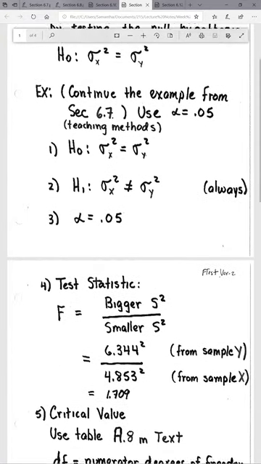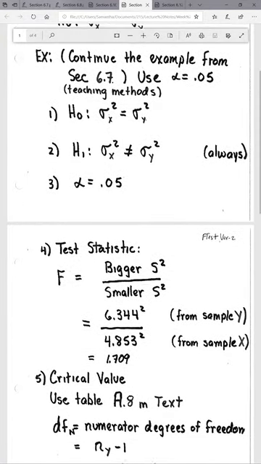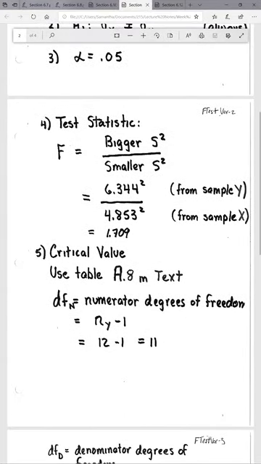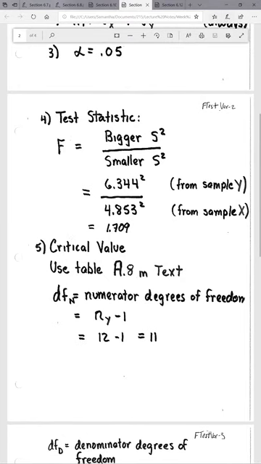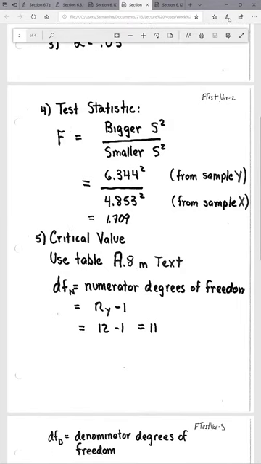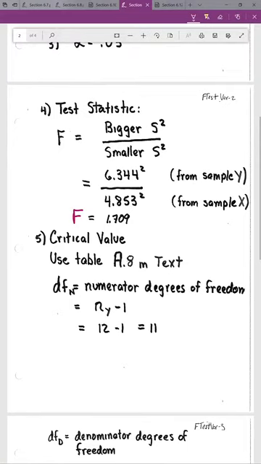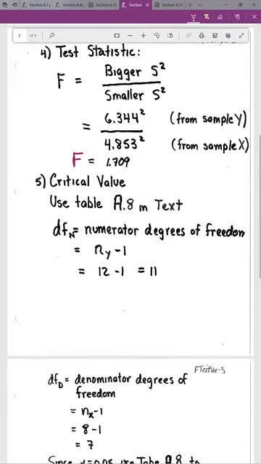Again, applying our significance level of alpha equals 0.05, we can calculate our test statistic. We are going to let F equal our bigger variance divided by our smaller variance, which will be equivalent to 6.344 squared divided by 4.853 squared, which will give us an F test statistic of 1.709. Now we can calculate our critical value.